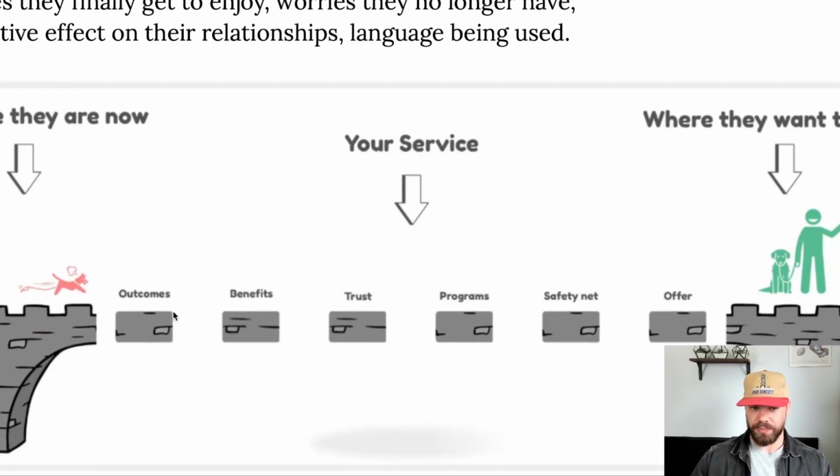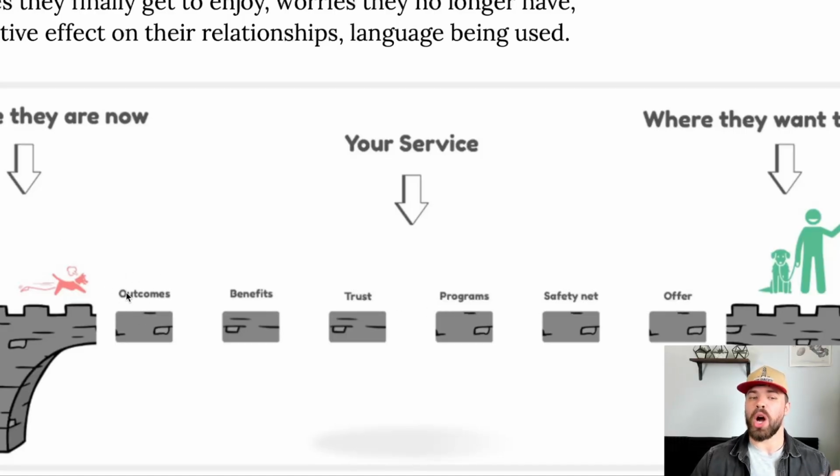So we have, above these little blocks, you'll see different terms like outcomes, benefits, trust, programs, safety net, offer. These are things that you want to lace throughout your landing page and throughout your campaign in general, because each one of these blocks is what will help position your program as the inevitable solution to the problems that this dog owner is facing.